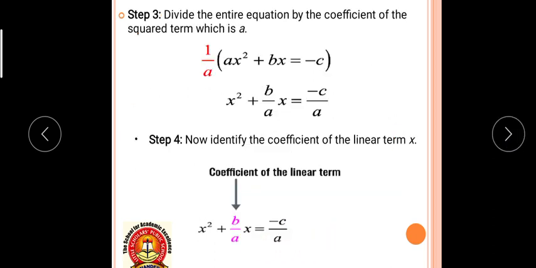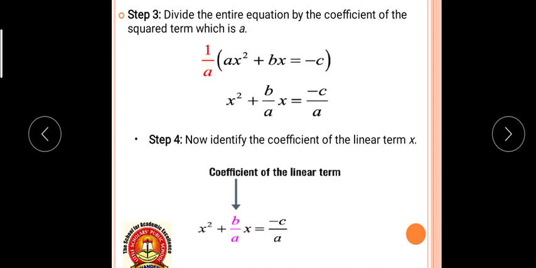Now, the third step is what? Divide this entire equation by the coefficient of the square term. What is the coefficient of the square term? A. So, we have to divide the whole equation by a. It means that we are going to multiply by 1 by a. So, this a cancels out, and you will get x square plus bx upon a is equal to minus c upon a. After dividing by a, you will get this equation.